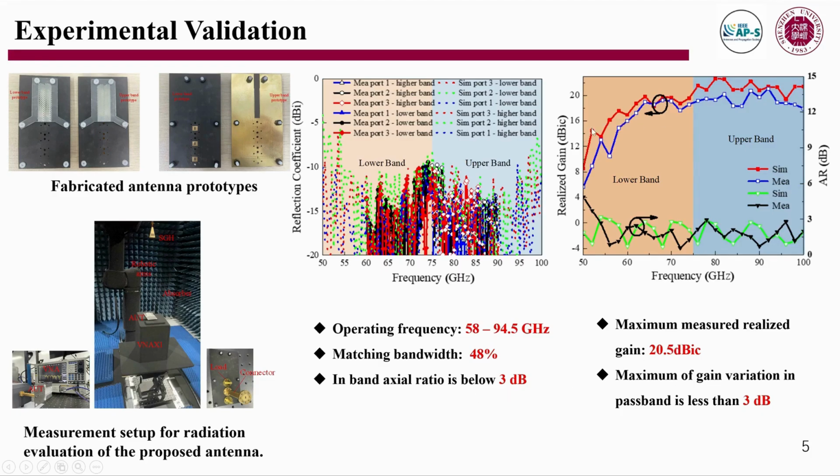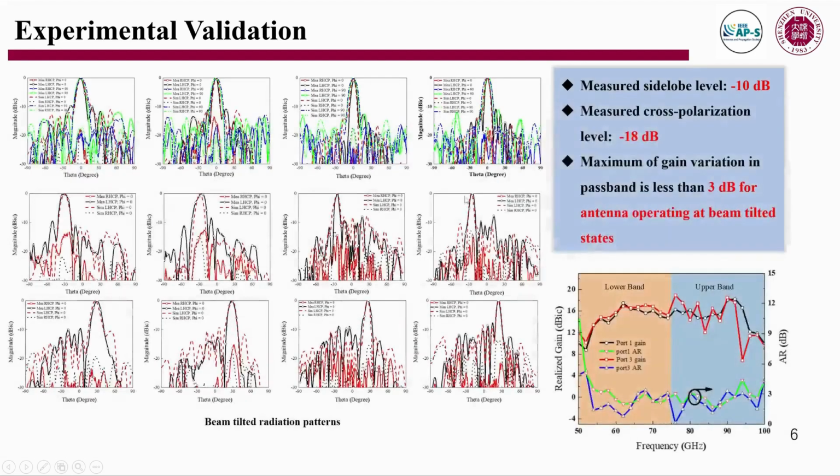The maximum realized gain measured is around 20.5 dBic. The maximum in-band gain variation is less than 3 dB.